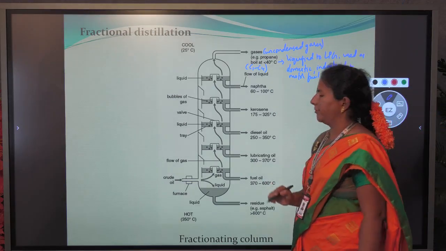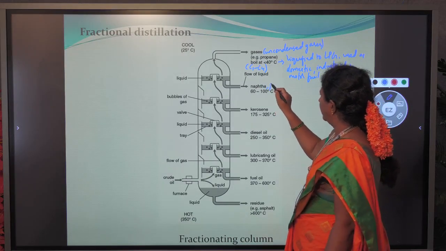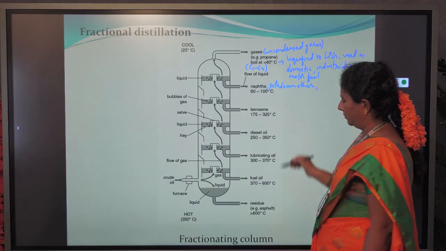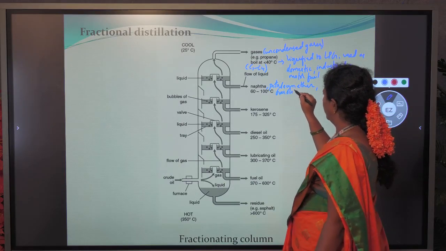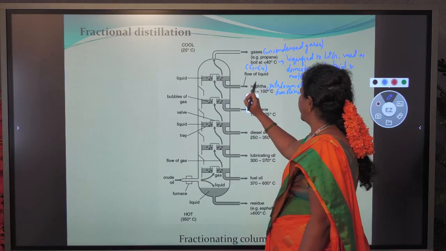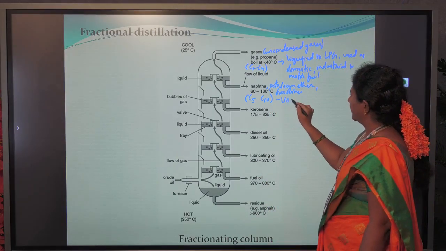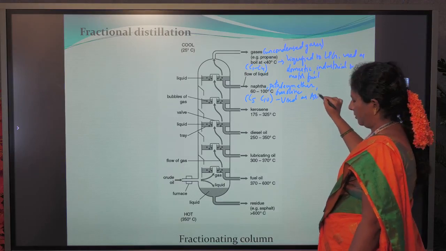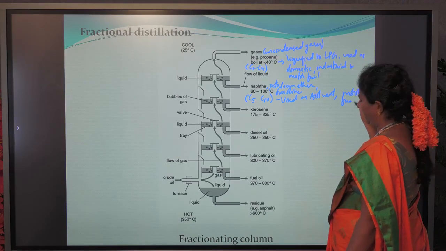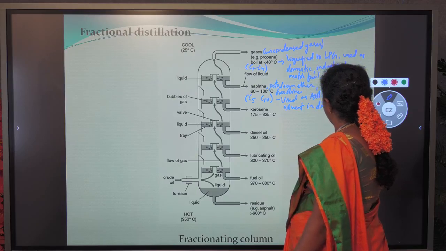And the next fraction is naphtha, which is collected at temperature of 60 to 100 degrees centigrade. Here we can get naphtha, petroleum ether, gasoline. That means from hydrocarbons having carbon C5 to C10. These can be used as solvent, motor fuel and as solvent in dry cleaning.